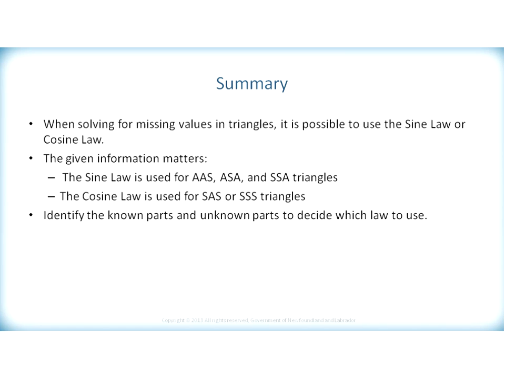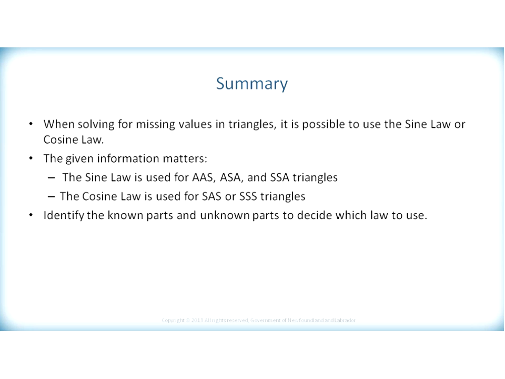So to summarize, when solving for missing values in triangles, it is possible to use either the sine law or the cosine law, depending on the information you're given. So we can use the sine law when we have an AAS triangle, an angle, and an opposite side, an angle, a contained side, and another angle, so AAS or ASA, or if we have a side, another side, and one of the opposite angles, an SSA triangle.